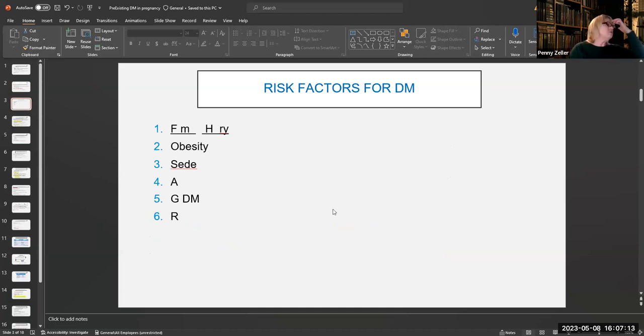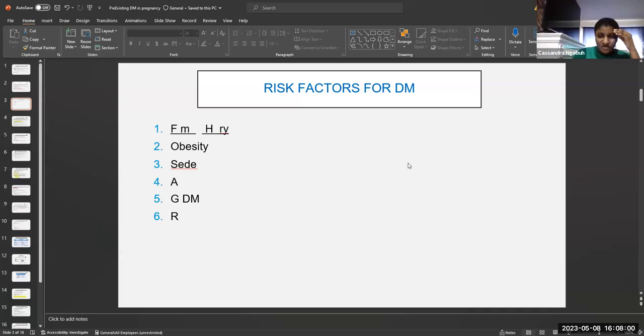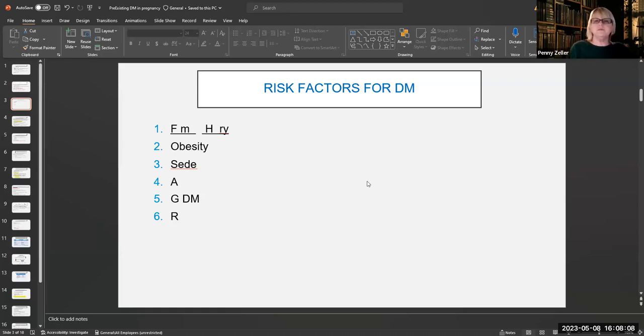So some risk factors for diabetes. You should be able to figure some of this out. So what's the first one? What's a risk factor for anybody to develop diabetes? Family history. Family history is the first one. Obesity, whether it's a man or a woman, pregnant or not. What's the third one? Sedentary lifestyle. Mm-hmm. What about number four? Poor diet. Is that number four? Age is number four. Yeah. Age. The older you get, the risk is greater to develop diabetes.